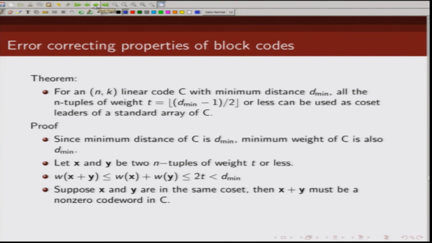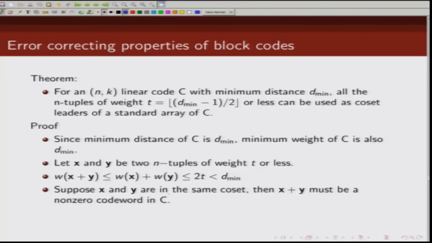Now, let us assume that these x and y, which are error patterns of weight t or less, are not coset leaders. So, if they are not coset leaders, let us assume they are in the same coset, they are in the same row. So, if we assume x and y are in the same row or same coset, then x plus y must be a code word.